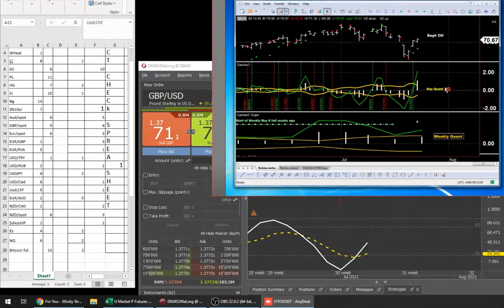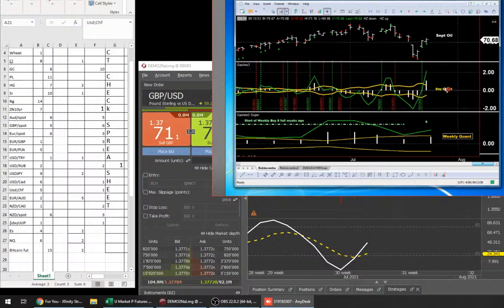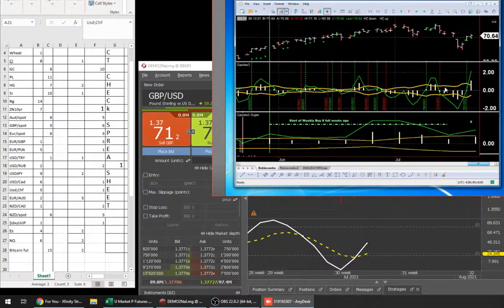We closed in a daily buy yesterday, and we're still in the weekly buy. And what we did is we put this chart out today, and we wrote about it, where it started the weekly buy 8 full weeks ago, and this is the 9th week. And Robin was talking about some supports and so forth that he spotted, and so we wrote an article on that.